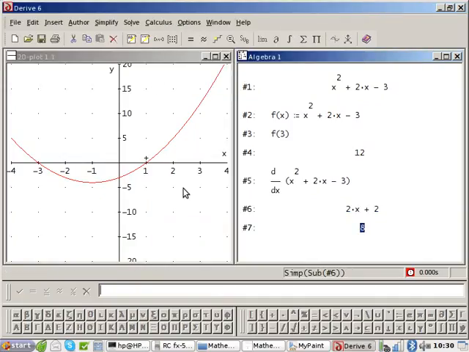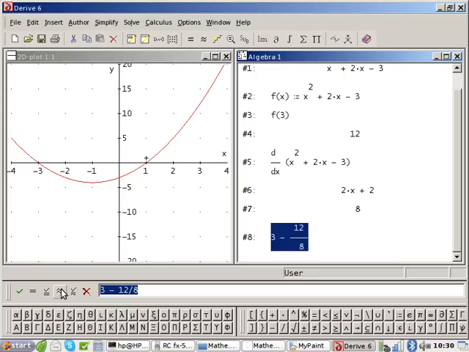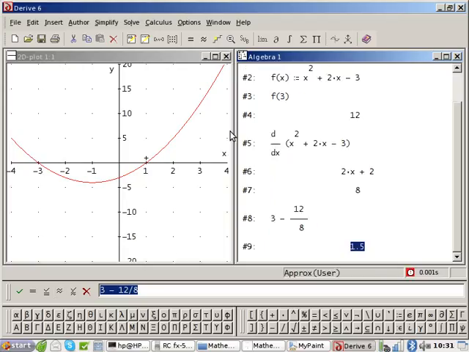Let's see what I get. I get 8. So the rule is, the better answer equals the old answer, which is 3, minus, and then what's on top? f of x, f3, what's f3? 12, divided by f derivative, which is 8. So this should be closer to the true answer, which is 1. Let's see what we get. 1.5. Wow. Yes. Now, I can show you here.